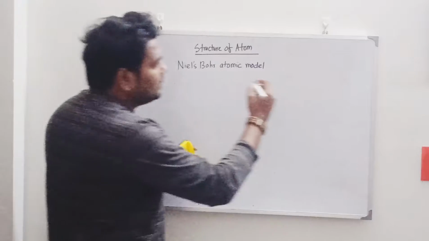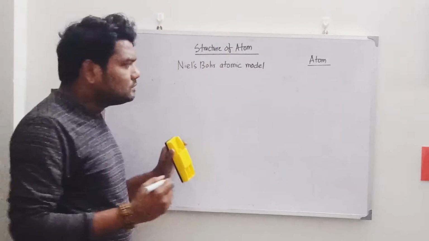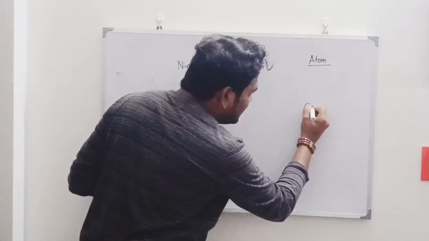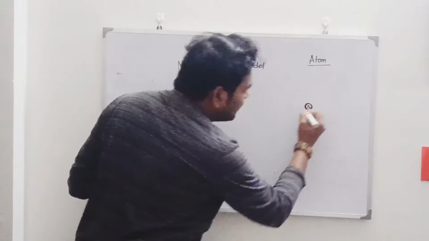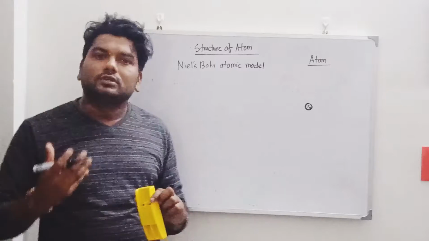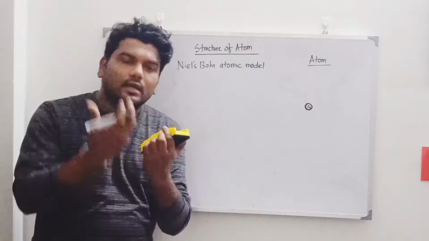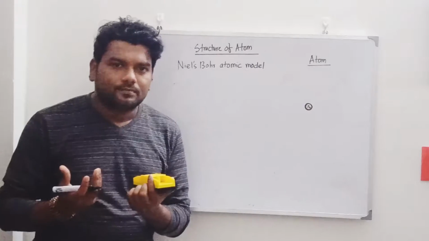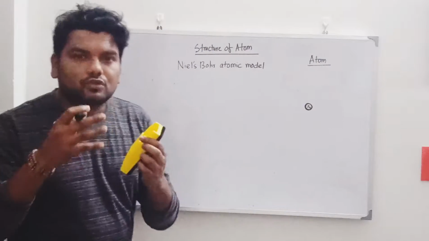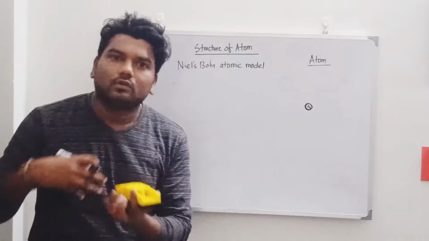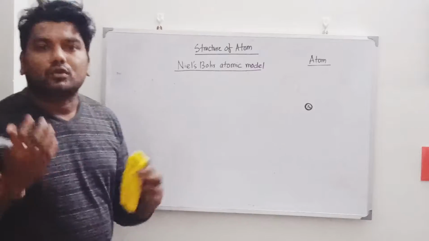So in an atom, there must be a nucleus, and in that nucleus there are a number of protons and neutrons. The number of protons is equal to the number of electrons. That's why the atom is electrically neutral. Neutron is electrically neutral, and proton is electrically positive. The proton and neutron are in the core of the nucleus of a particular atom. So Niels Bohr proposed his postulates.